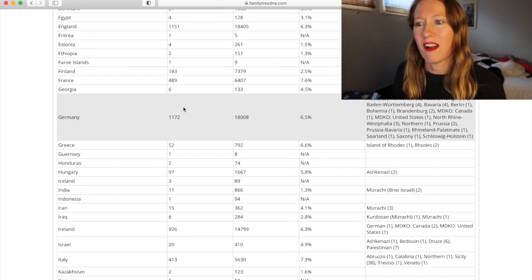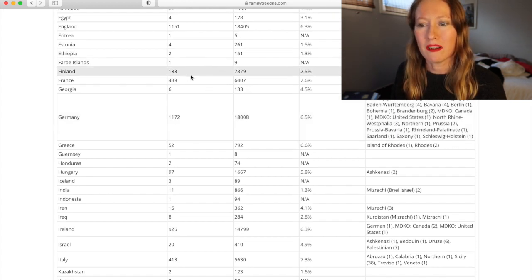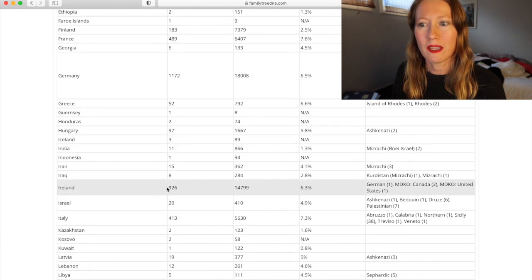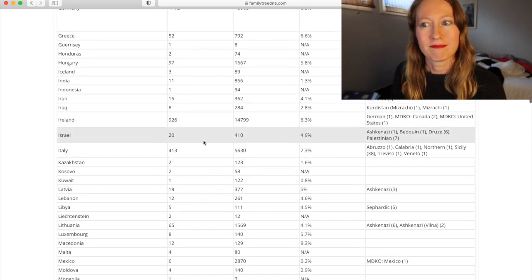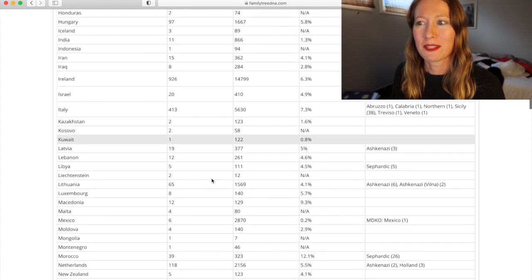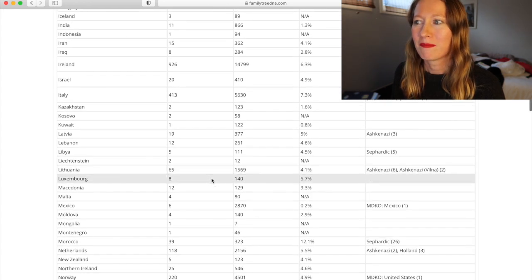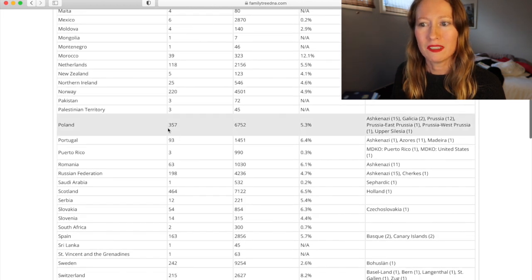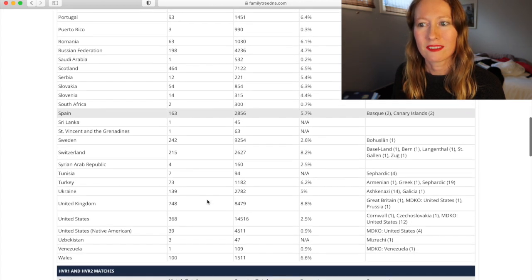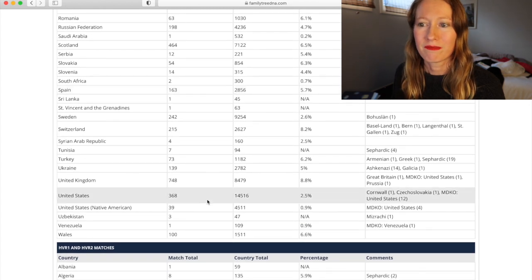I think what you're kind of looking for here is the bigger numbers around here. So I also have a fairly big number in Ireland, which doesn't surprise me because that's where my last known maternal ancestor lived. Decent chunk in Italy, which is surprising. Bit in Poland, Scotland, yeah, US.